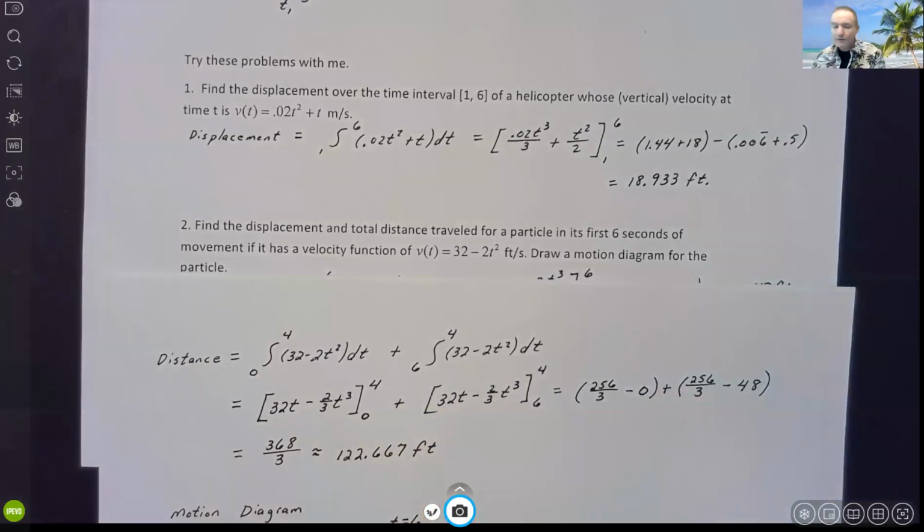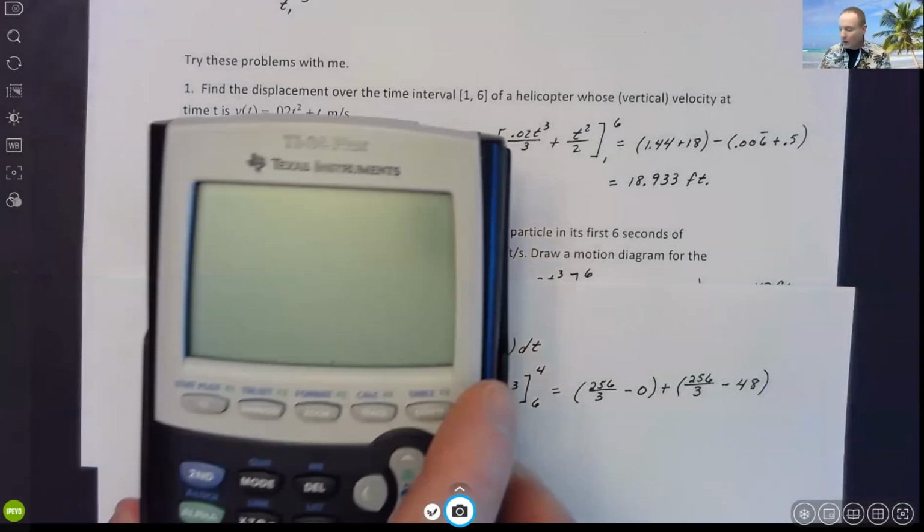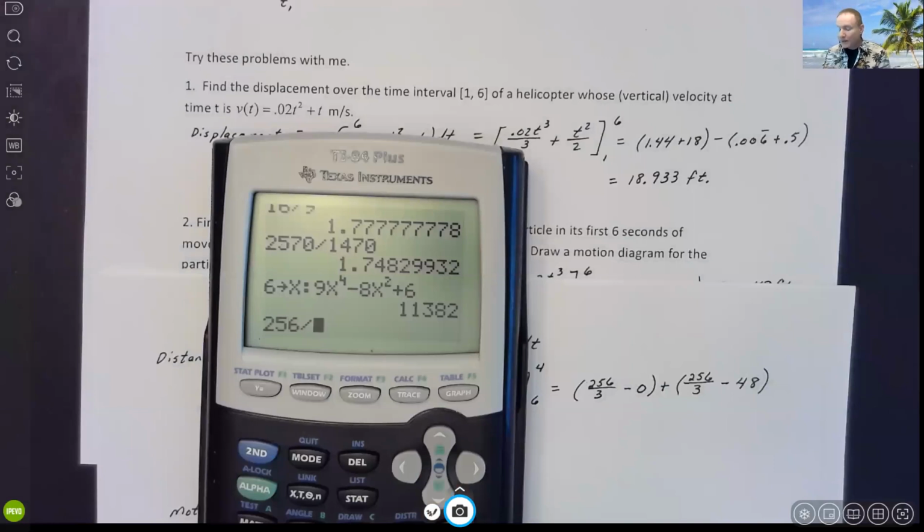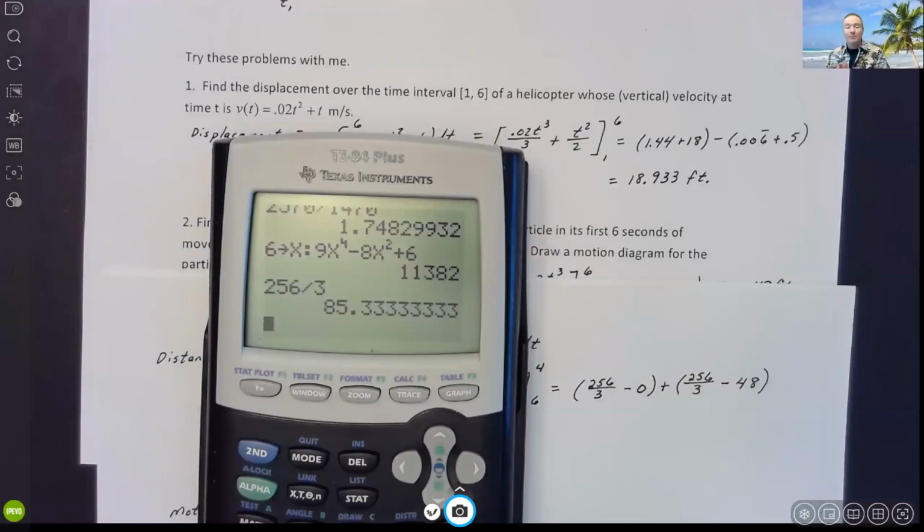Now, what I know is happening here is that it's traveling this 256 over 3, so it's going approximately 85.3 feet to the right in the first 4 seconds. And then in the last 2 seconds, it's traveling 256 over 3 minus 48. It's traveling 37.3 feet backwards in that period.